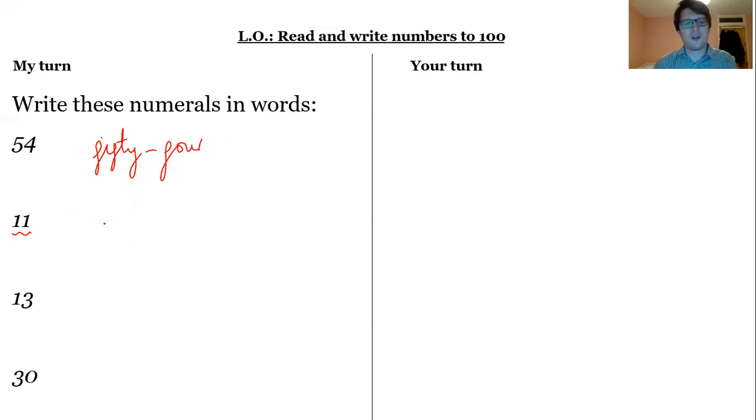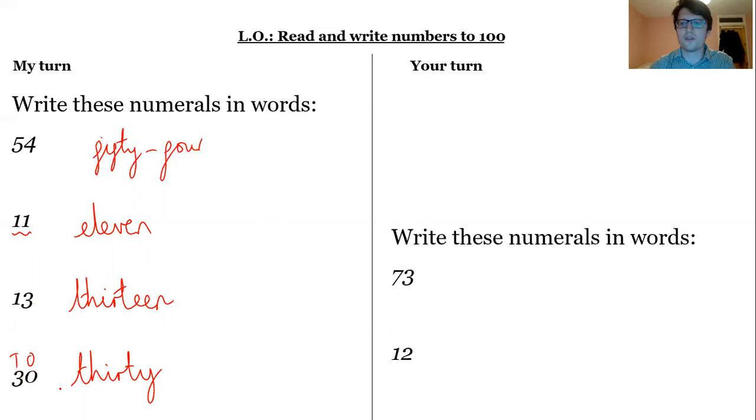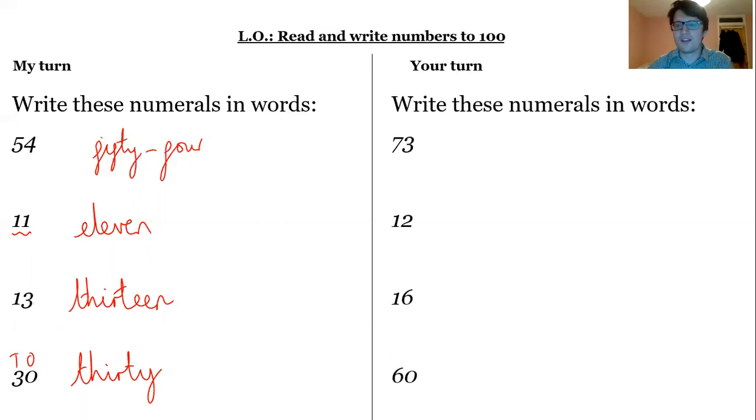So this number is 11. Then we've got 13, and then finally 30. So again, just noticing that difference between 13, 10 and 3, and 30, 3 10s and 0 1s. So now it's your turn. Have a go, write these in words, then pause the video and unpause once you're done to check your answers.